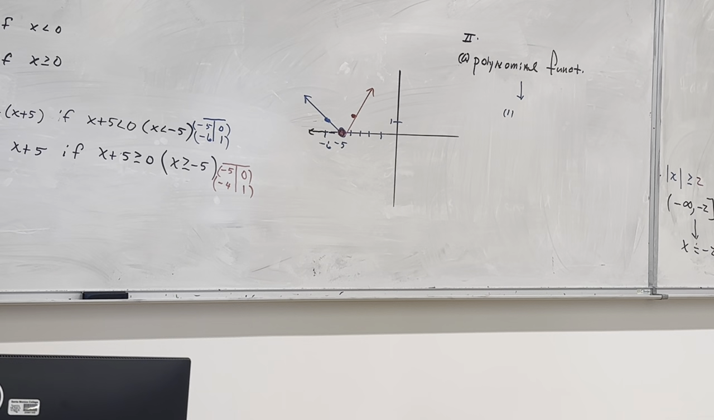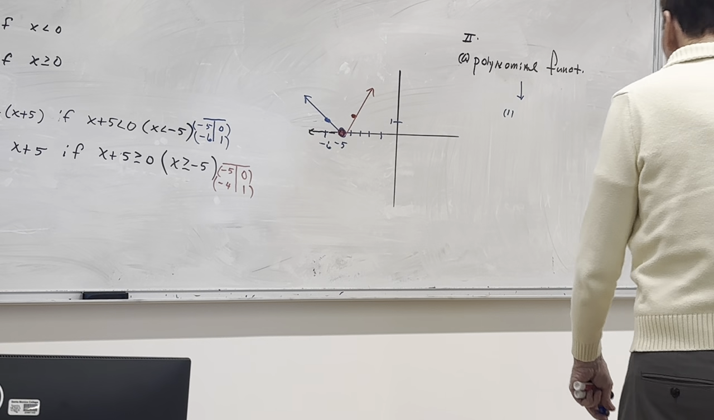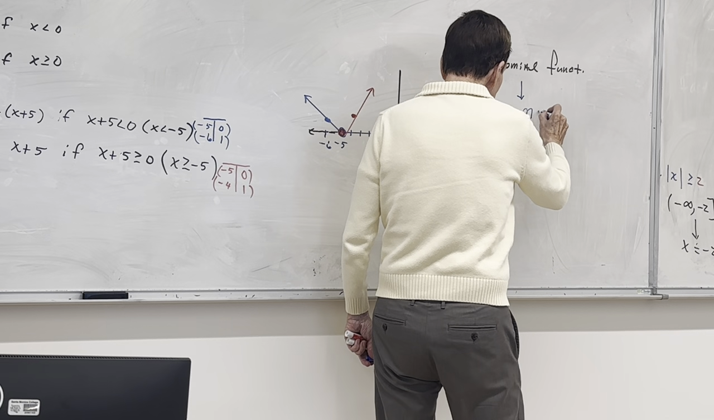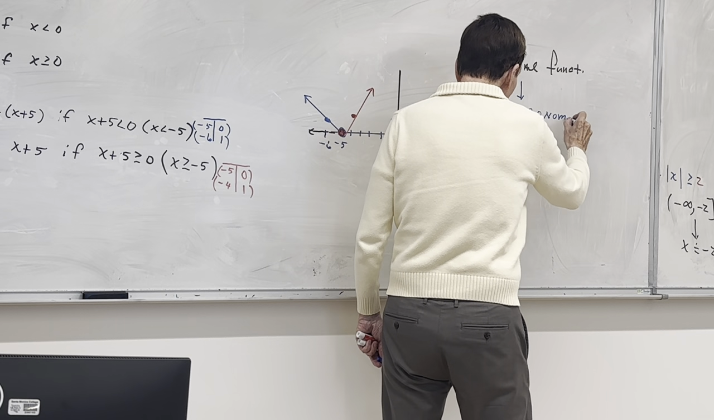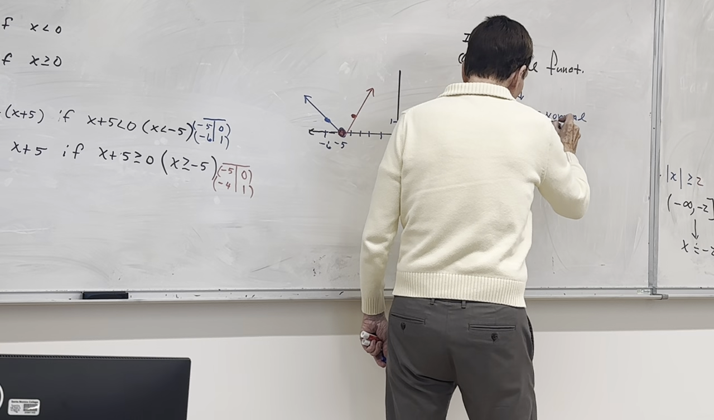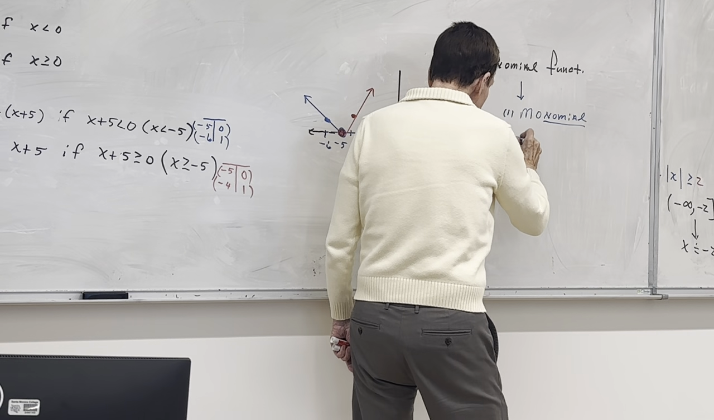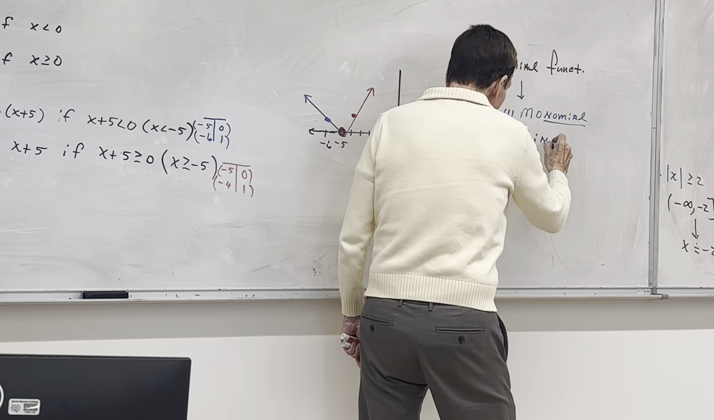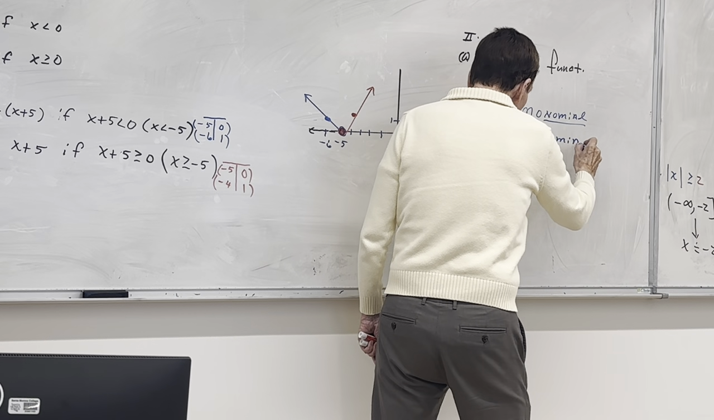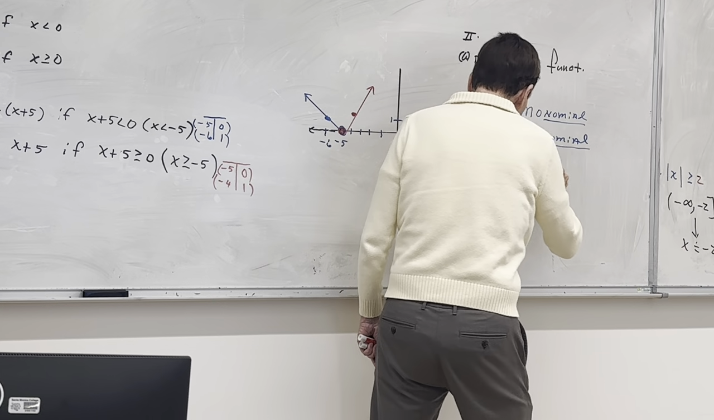Binomial. Binomial, you have what? 2 terms? And? Trinomial. 3 terms. And the other one that most teachers back in the middle school would discuss is the one that has only 1 term. Monomial. So you had monomial, binomial, trinomial.